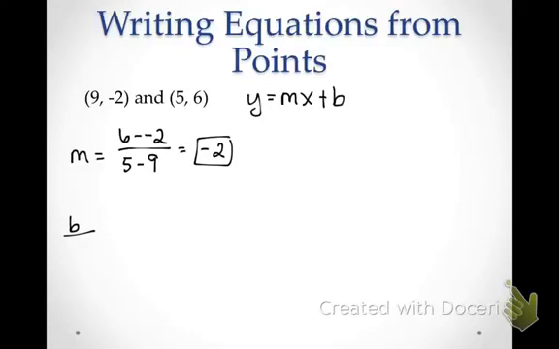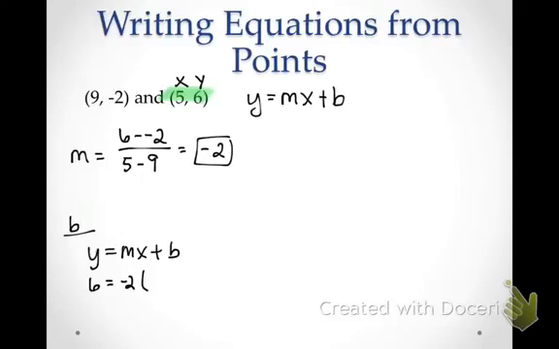We need to pick our favorite point. So I'm going to pick the point 5, 6 here. I like that one more because it doesn't have any negatives going on. Recall that points are x, y. So I'm going to take and plug y in for 6. I'm going to plug negative 2 in for m because that's what I found m to be.